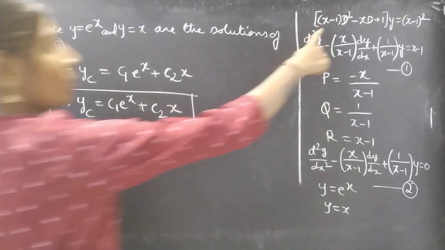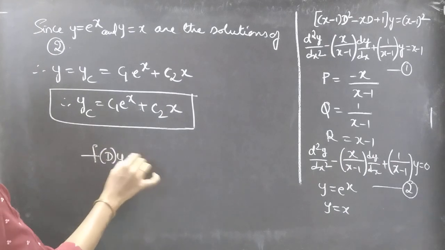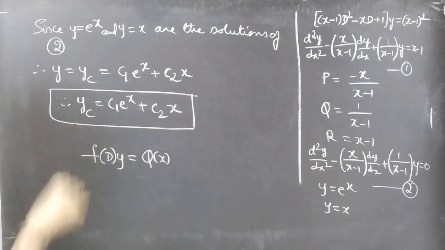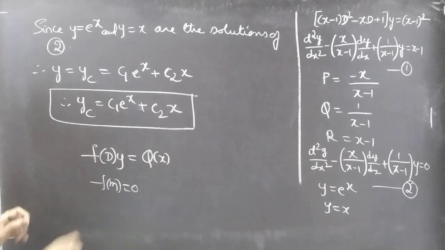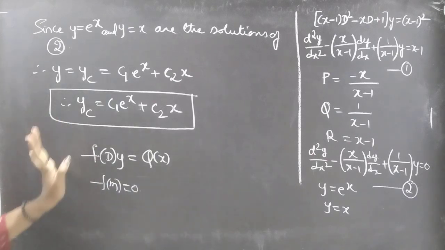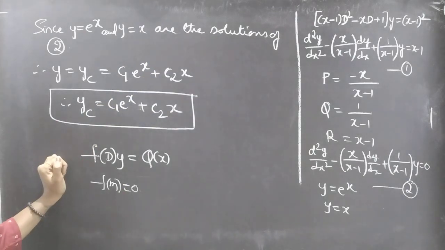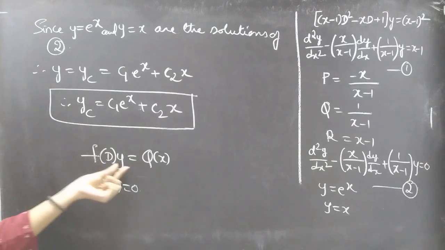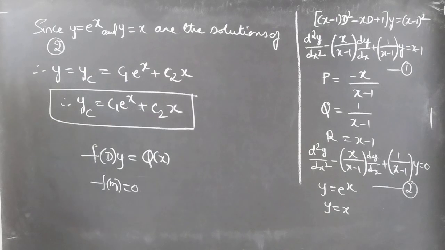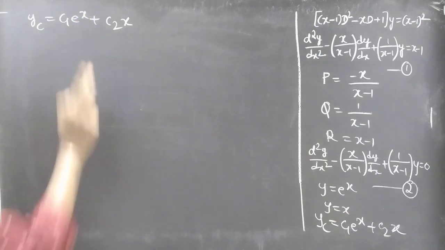If you don't have variable coefficients, the equation will be of the form f of D into y equals q of x. There we'll find yc using the auxiliary equation f of m equals 0, find two roots and write yc using those two roots. But in our case, we have variable coefficients x, so we need to follow this process because our equation is not of the form f of D into y equal to q of x. So we have yc equals c1 e power x plus c2x, right?